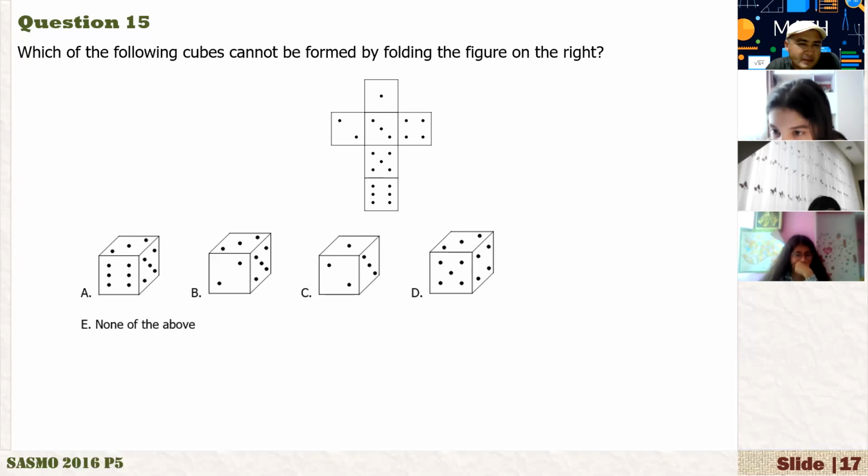Mr. Qasim? Are you sure? No. I think it's not possible. No? A is not possible. Number one, it says which of the following cubes cannot be, right? Cannot be. A is not possible.